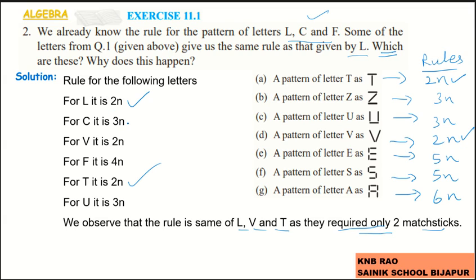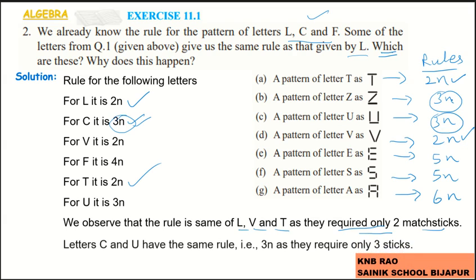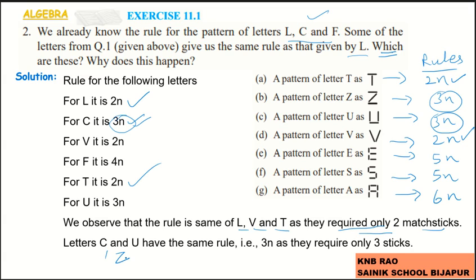Similarly, since C requires 3n matchsticks, and Z requires 3n, U requires 3n, so I can say C, U and Z require 3n matchsticks. So C, U and Z, these are the 3 letters. Now let us go for the main question number 3.